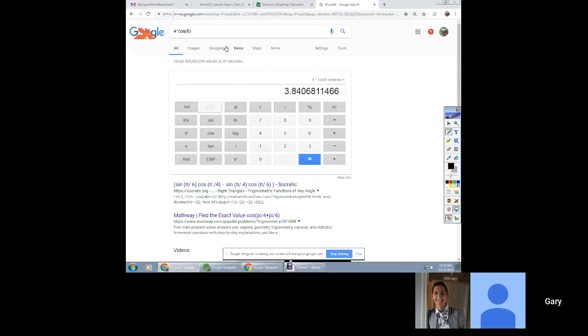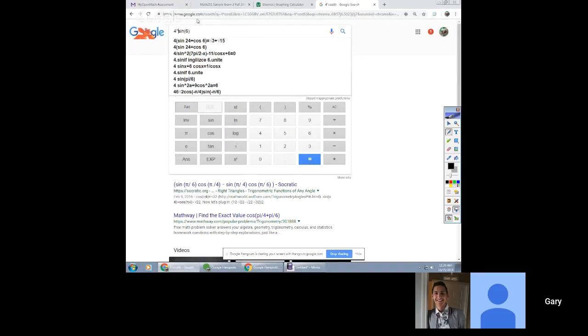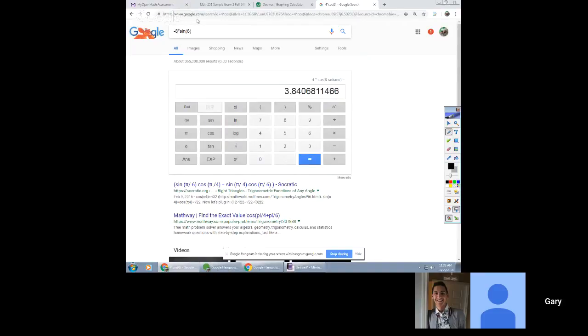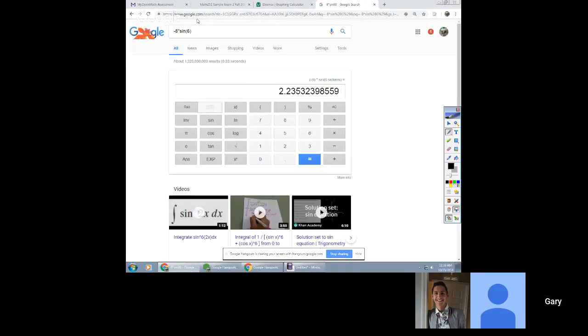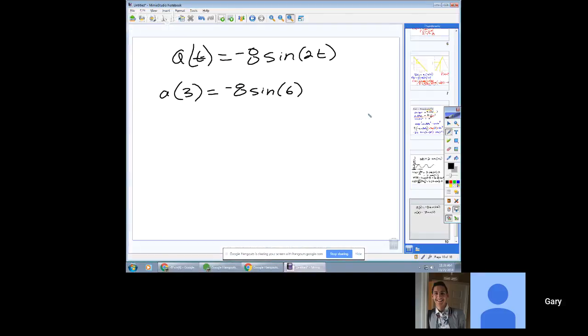Calculator. My Google calculator says it's about 2.235. 2.23532.